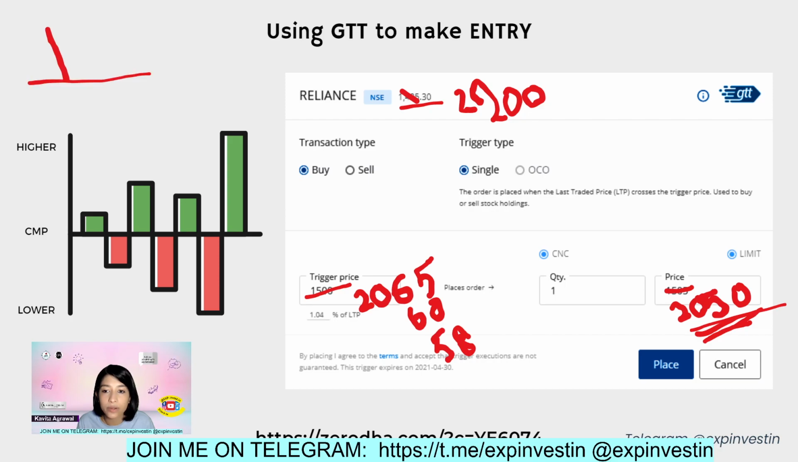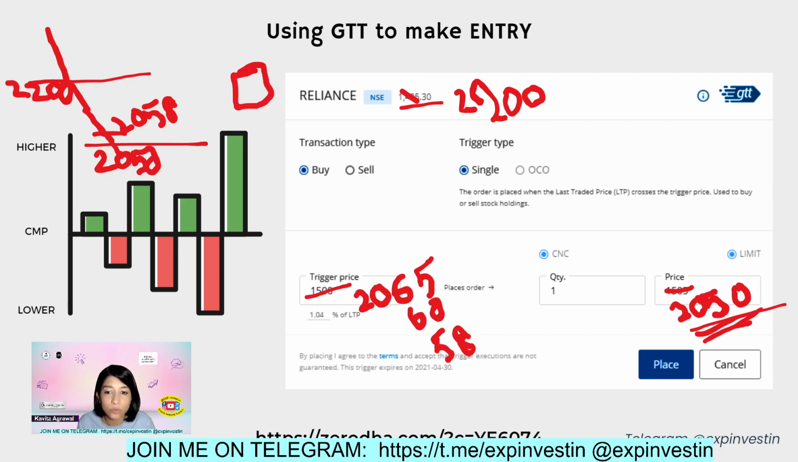so that when the price of Reliance from the level of 2200 is going down and approaching the level of 2050, within the trading day itself, when it goes to 2058, this order gets put in my order book, so that as soon as the price touches the level of 2050, my order gets executed. That's what I want to do. That's what I personally prefer to do in my entry GTT orders, right? Everybody has their own strategies. I'm just sharing what I do. So this was about using GTT orders to make entries.